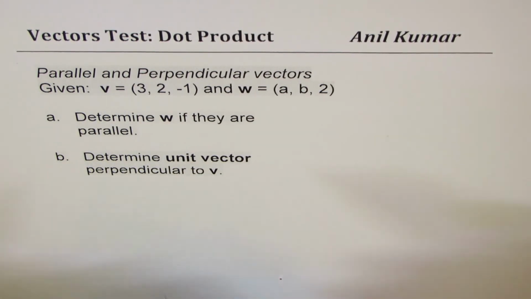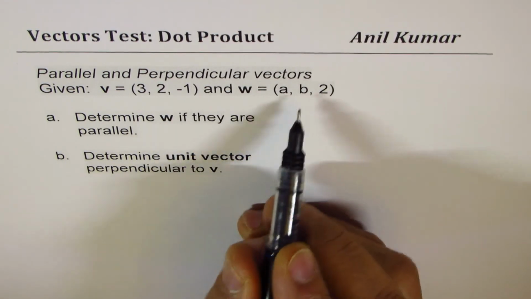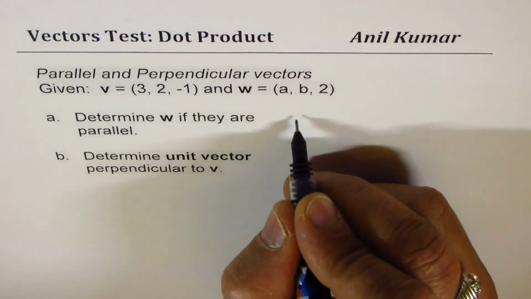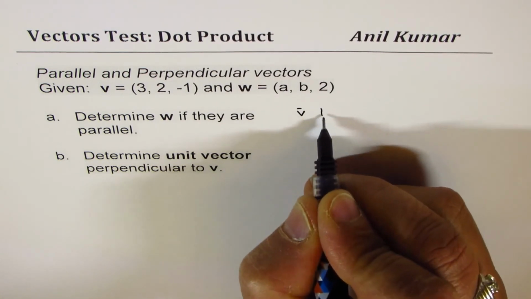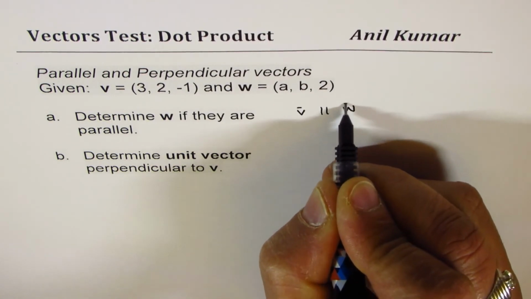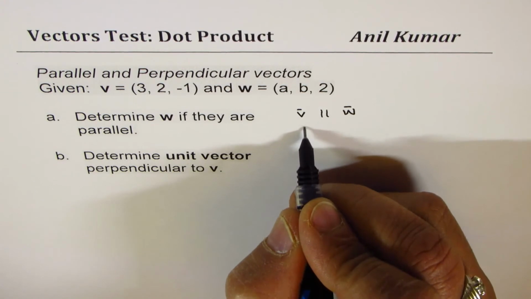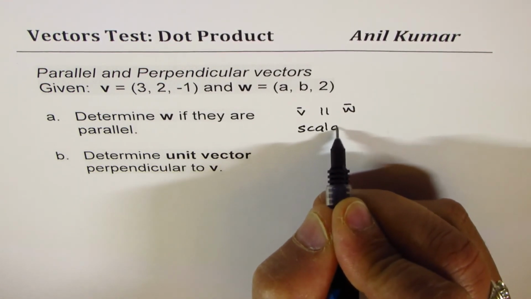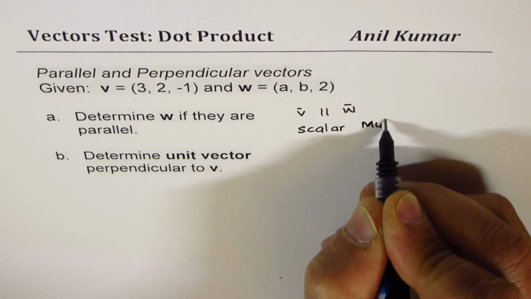So let's do the first part, which is we need to find w if they are parallel. So we are saying that vector v is parallel to vector w. That means what? We are actually looking into a scalar multiple, right? Not dot product.